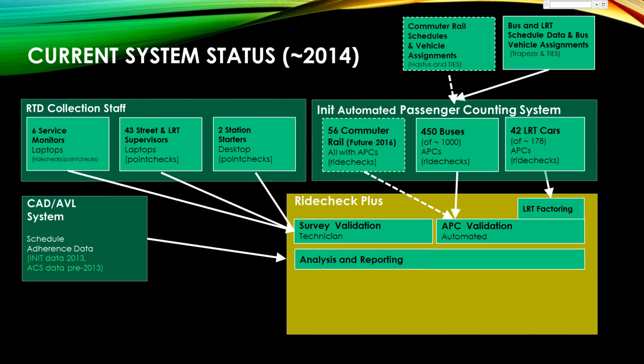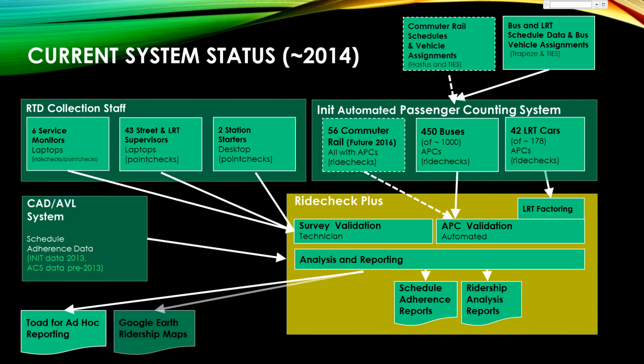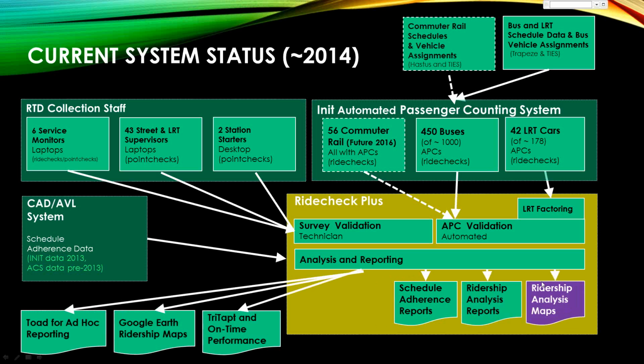Finally, out of our RideCheck Plus database, we do a lot of analysis and reporting. We have a lot of schedule adherence reports and ridership analysis reports. We do a lot of other types of reporting on the data. And this last one, which is a ridership analysis map, I'll show you one of those later in this presentation, just to give you an idea of that. I probably won't show you any of these other reports because they just look tabular and they're pretty plain looking.